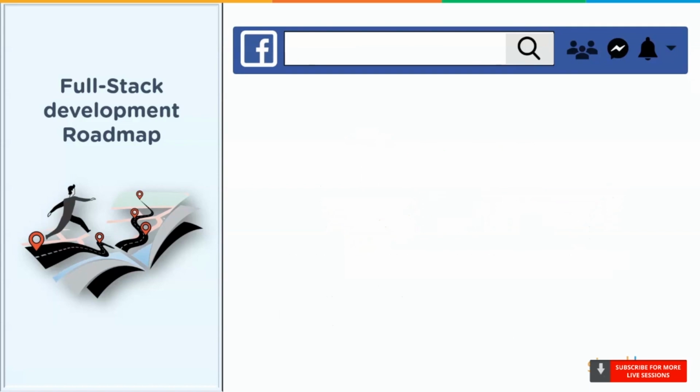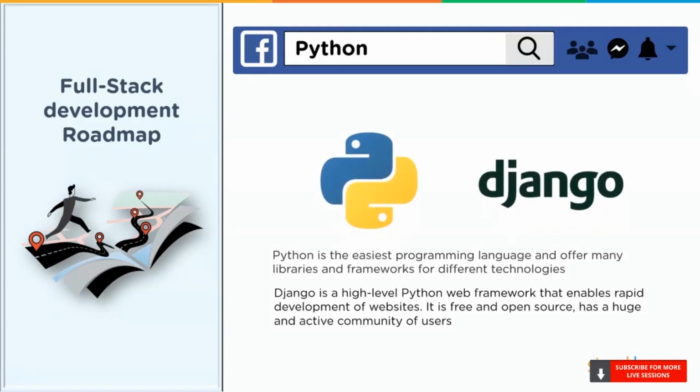Moving on to other backend languages, there's Python and the most commonly used framework, that is Django. Now, Python is the easiest programming language out there, and I'm sure everybody will agree with me on this. It also offers many libraries and frameworks for different technologies. So when it comes to backend in full stack development, Django is a clear winner.